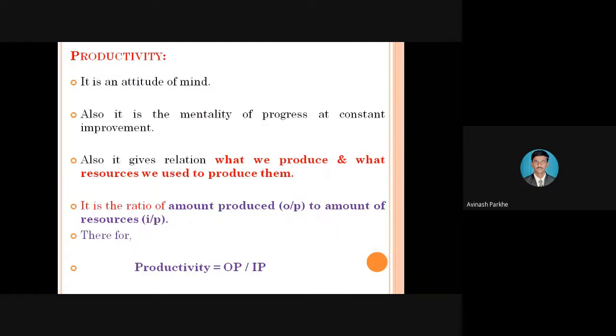Now we will discuss productivity. What is meant by productivity? So we have a simple formula. Productivity is equal to output upon input.